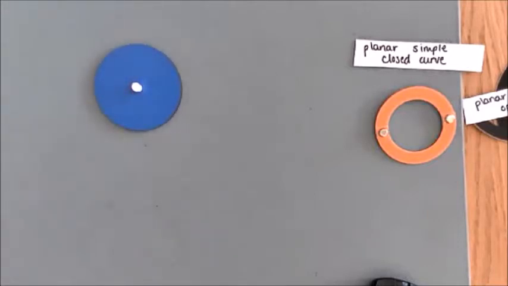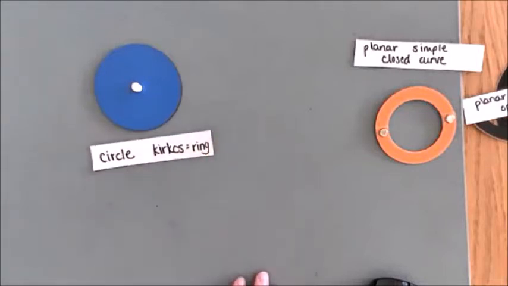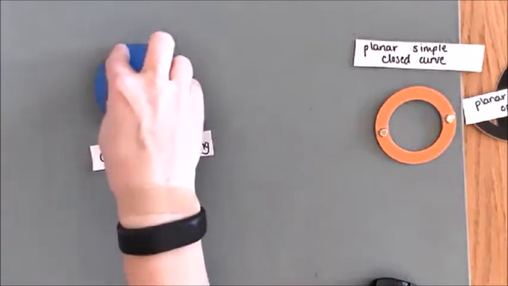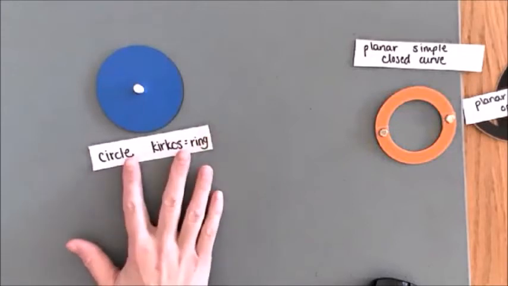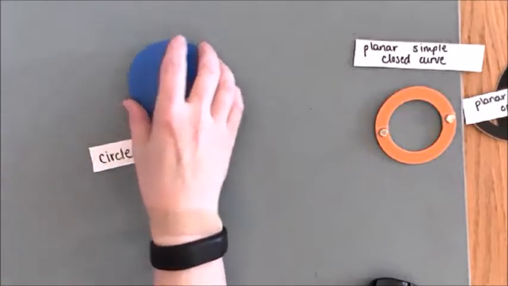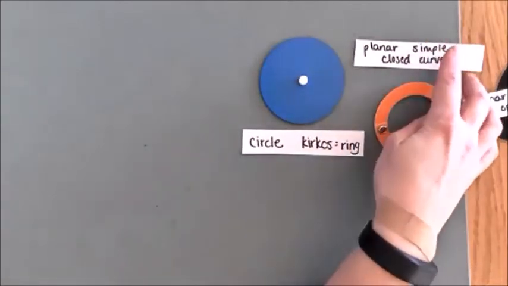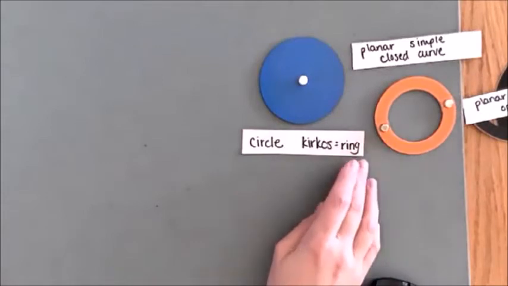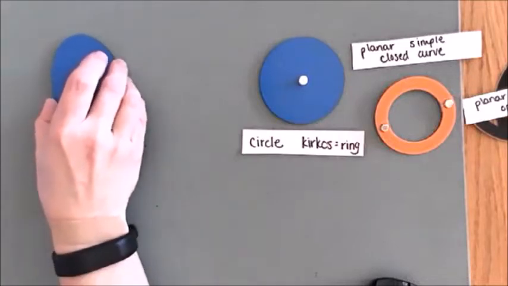Circle. A circle. Circle comes to us from the Greek word kurkos, which means a ring. And that makes sense, right? It's like a ring, like you would wear on your finger, or a ring around something. So a circle, kurkos, meaning ring. That one's pretty cool. So that's what we call the planar simple closed curve. We call it a circle.